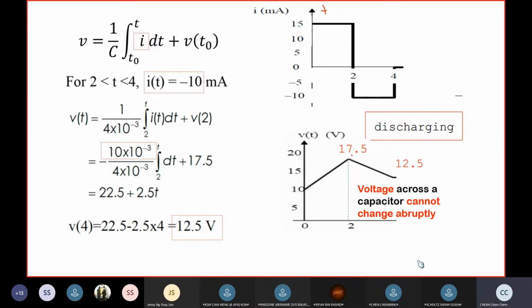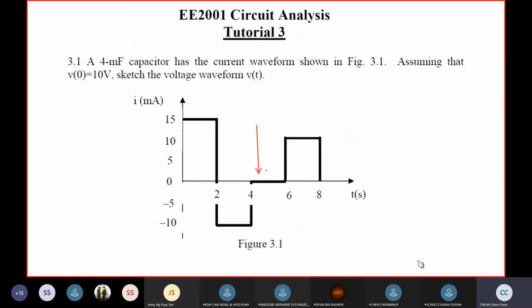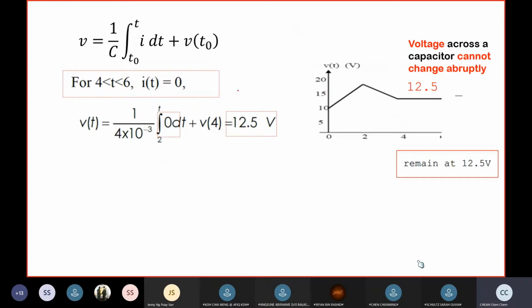Zero current, right? Now positive current is charging, negative current is discharging. How about zero current? No change, right? Zero current means no change. Voltage basically remains constant. Since voltage cannot change suddenly, we know that it will remain at 12.5 volts, because immediately after switching it is 12.5 and it does not change. So therefore, it will remain at 12.5. If you understand that, you can just put 12.5 directly.